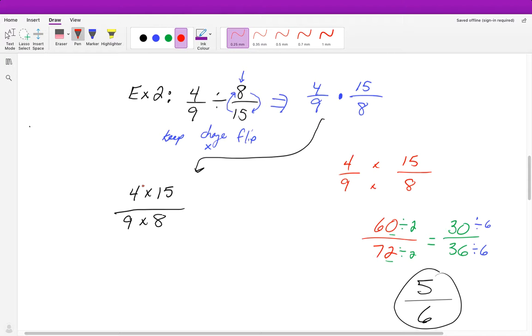Well, 4 and 8 share a common factor. That's 4. So 4 divided by 4 is 1, and 8 divided by 4 is 2. And 9 and 15 share a common factor. That is 3. So 3 goes into 9 3 times, and 3 goes into 15 5 times. And now we just multiply with what's left. So we have 1 times 5, which is going to give me 5, and 3 times 2, which is going to give me 6. No matter which way you do it, you get the same answer.